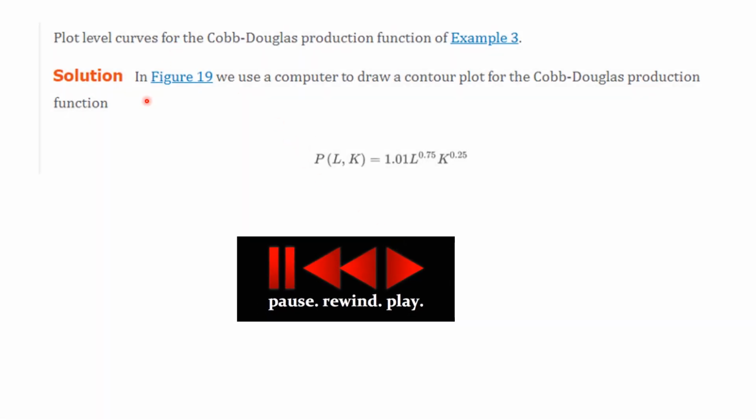And so, for example, we could talk about plotting level curves for the Cobb-Douglas production function, and this is the one that we have. So what we want to do is set this equal to various values of P. You know what to do. Let's see how you did.